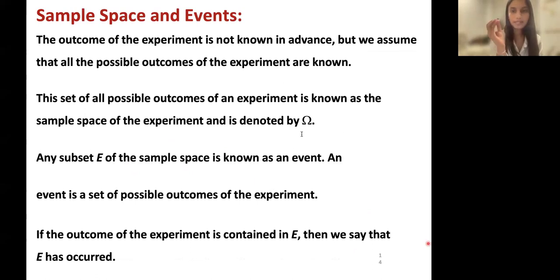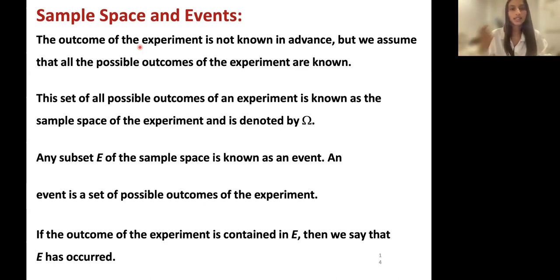So we saw about experiment, and one other thing is sample space and another thing is event. The outcome of the experiment is not known in advance, but we know what all the possible outcomes are. While tossing a coin, we know that the possible outcomes are head and tail. These are the two possible outcomes. So this is the sample space.